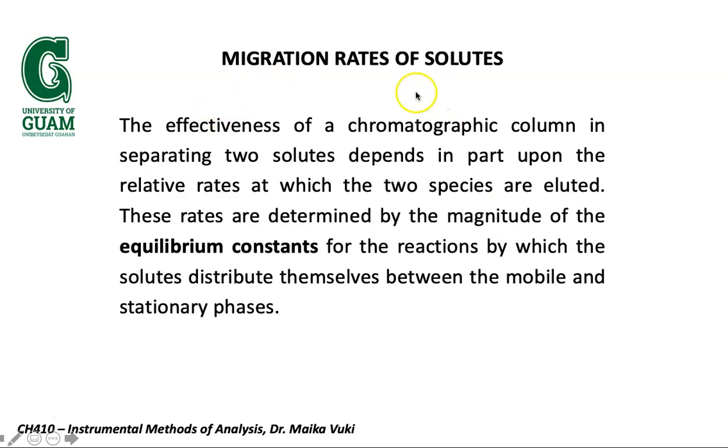So when we discuss the physical process, we basically want to see it in terms of the migration rates. The effectiveness of a chromatography column in the separation of two solutes depends upon the relative rates at which the two species are eluted. The rates are determined by the magnitude of the equilibrium constants.